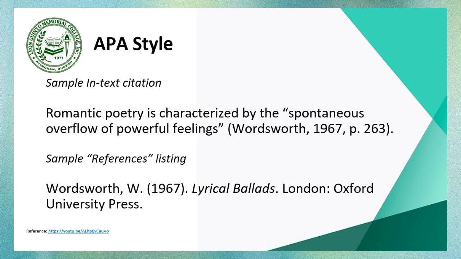Next, we have the APA style. APA style uses the author and the date of publication rather than the author and page number. In this example, the quote is from a book by William Wordsworth also, and the citation is Wordsworth 1967, page 263, where 1967 is the date it was published and 263 is the page number from that source. Here's the example source reference from a bibliography, which in APA style is titled References.